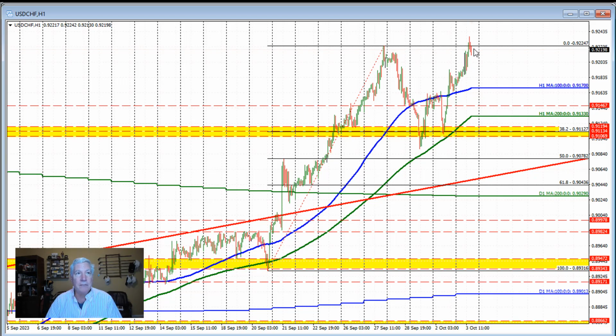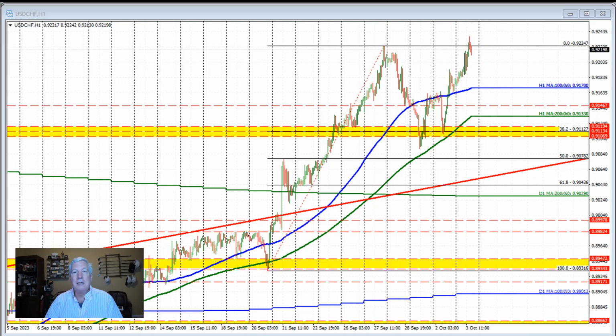Keep that level in mind. If the price does start to move lower here and gets below the 100-hour moving average, getting below the 200-hour moving average would be a key barometer for buyers and sellers. It would be the first time since this day, as I mentioned, and if we stay below that level, that would be more bearish for this currency pair. But until then, the buyers remain in firm control.